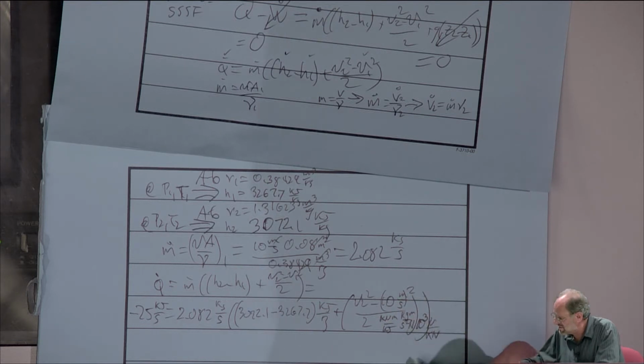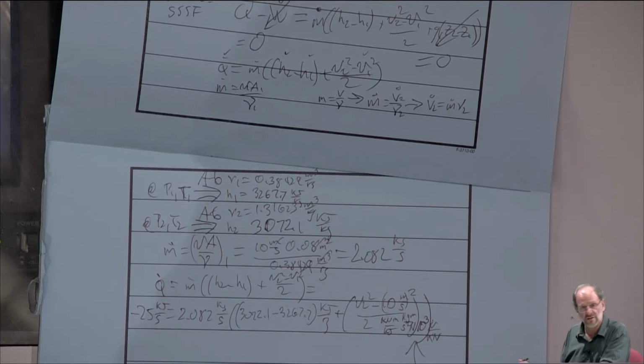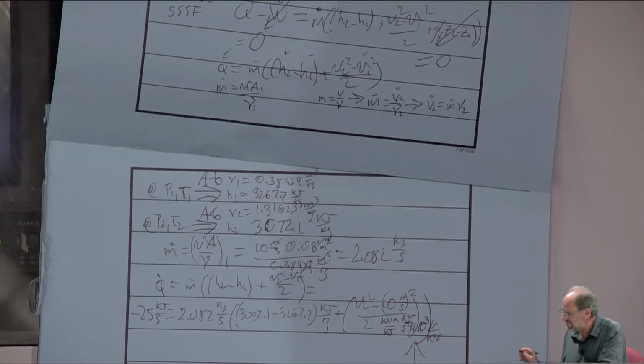So this is important. Effectively, what 1,000 does is it allows us to convert meters squared per second squared into kilojoules per kilogram. So always include that in the denominator.